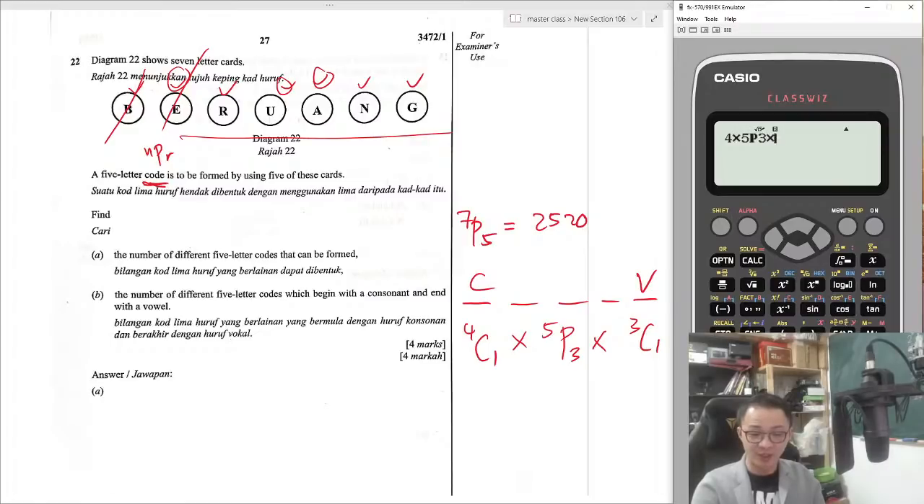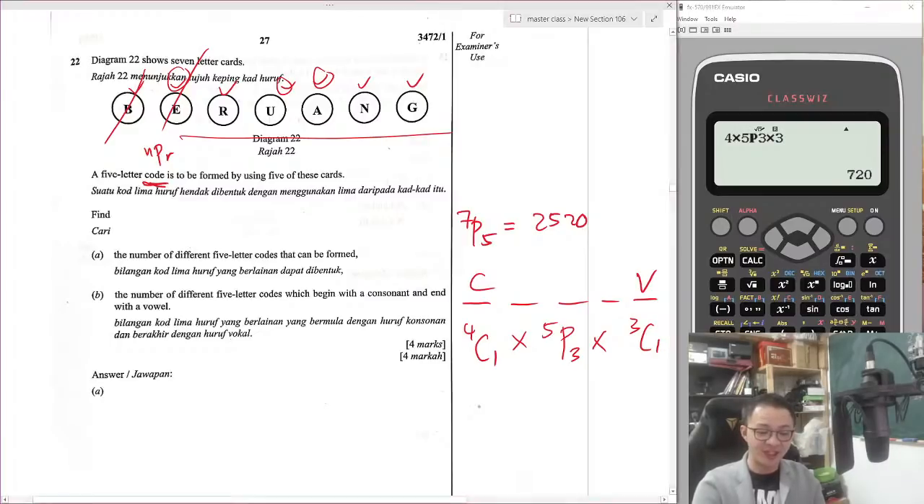5P3 multiply 3. Okay, so the final answer will be 720. You can see I straight away type 4 and 3 here because 4C1 is 4, 3C1 is 3.